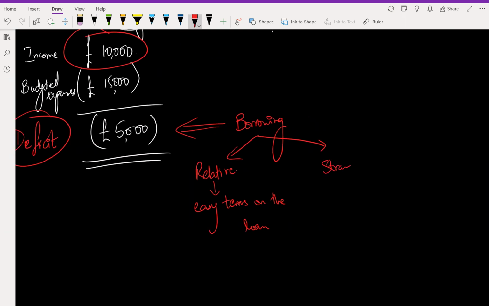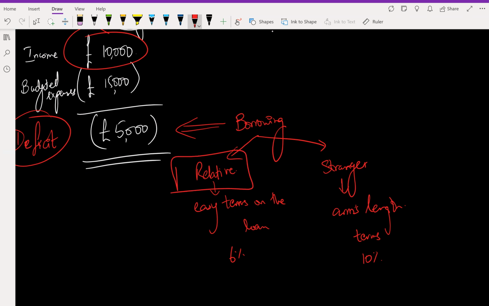Okay. Second is you borrow from some stranger. And ultimately, this stranger is going to give you arm's length terms. Arm's length means the local market terms. So for example, the stranger will give you a 10% interest loan, and your relative might give you 6%, some easy terms, right? So obviously you'll go towards your relative. Relative means people. And if I talk at the government level, your allies, right? You'd go towards your allies, right?